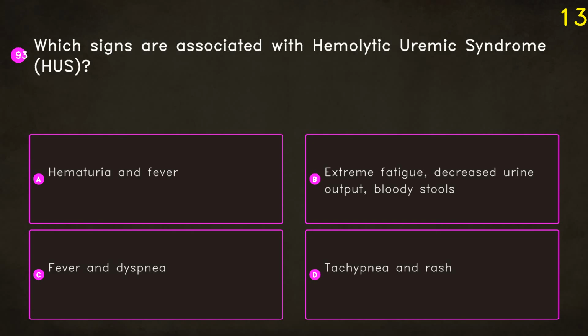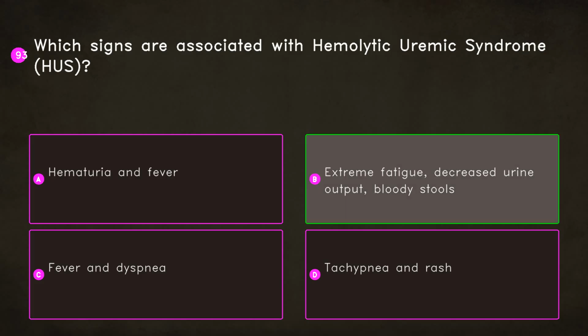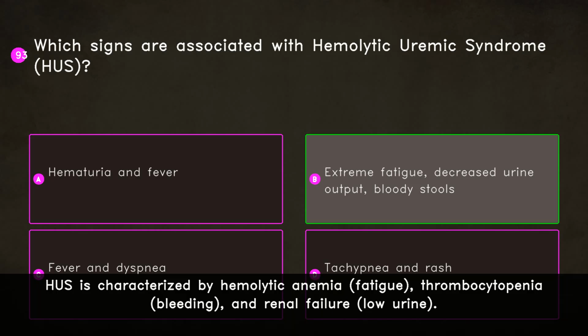Question 93. Which signs are associated with hemolytic uremic syndrome, HUS? A. Hematuria and fever. B. Extreme fatigue, decreased urine output, bloody stool. C. Fever and dyspnea. D. Tachypnea and rash. The correct answer is extreme fatigue, decreased urine output, bloody stools. HUS is characterized by hemolytic anemia, fatigue, thrombocytopenia, bleeding, and renal failure, with low urine output.